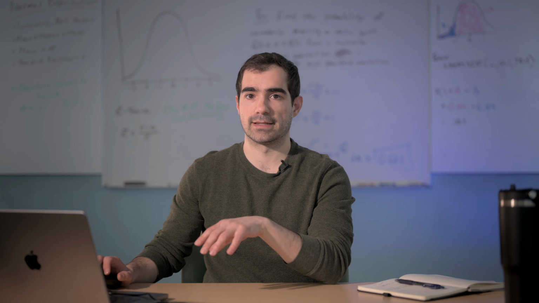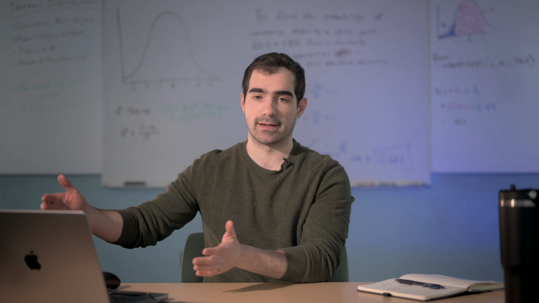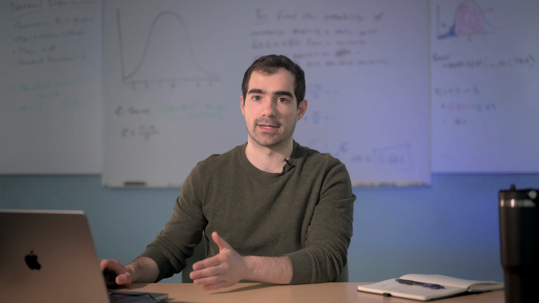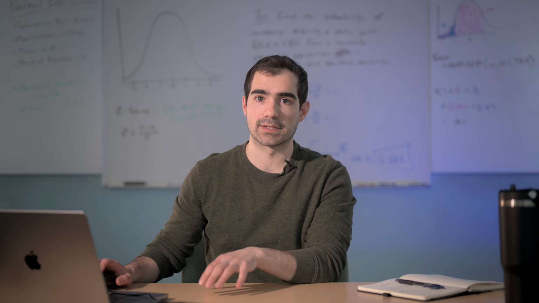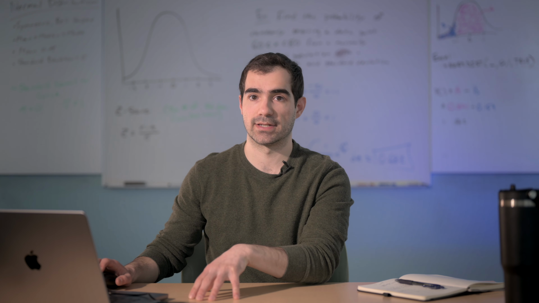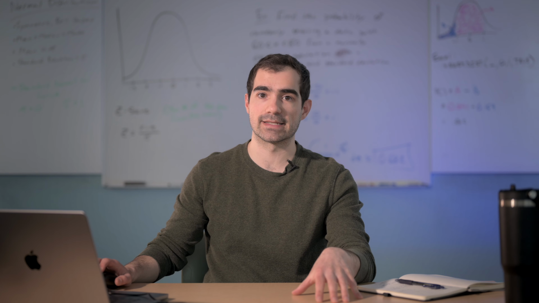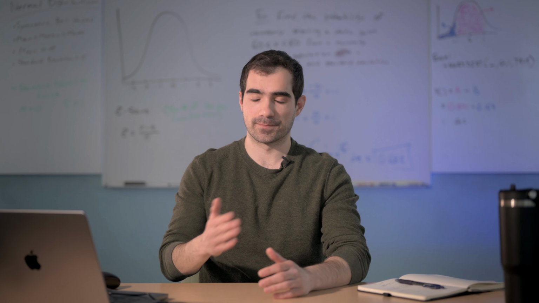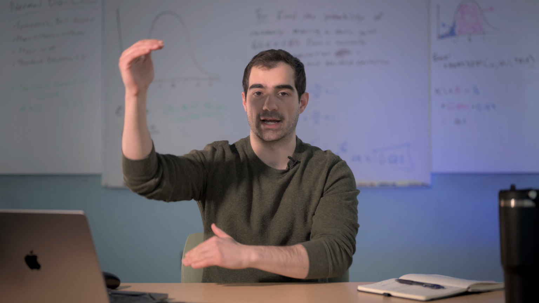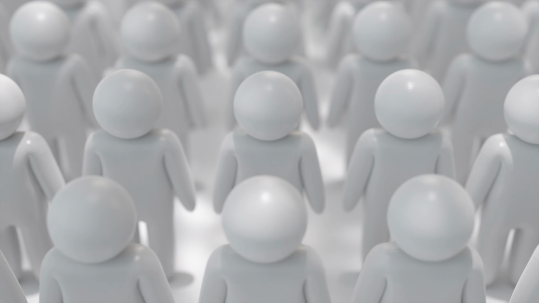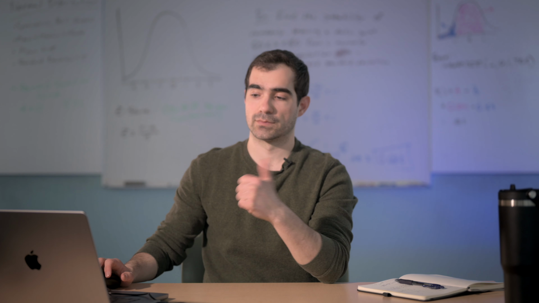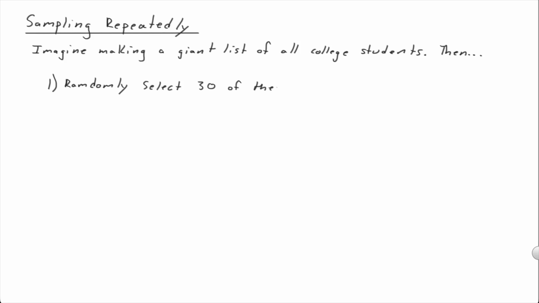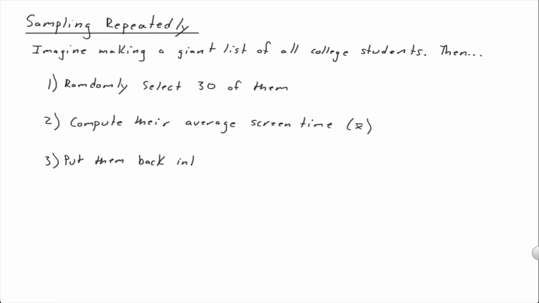So we're not going to stop here and say that average of 5.8 is the average overall. That's just an estimation. But we need a way to express how good of an estimation it is. Like, how much uncertainty is there behind that number? How much uncertainty is there around that guess? Well, think about it like this. Imagine making a giant list of all of the college students in the country and repeating this simple process. Randomly select 30 of them as your sample, compute the average screen time for those 30, put them back onto the list, and then just repeat that process again and again.